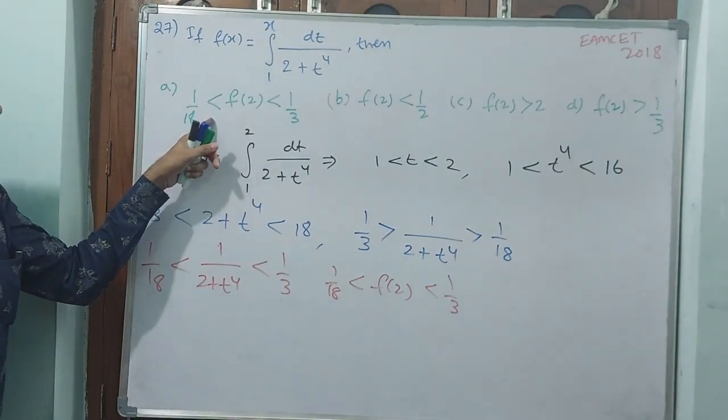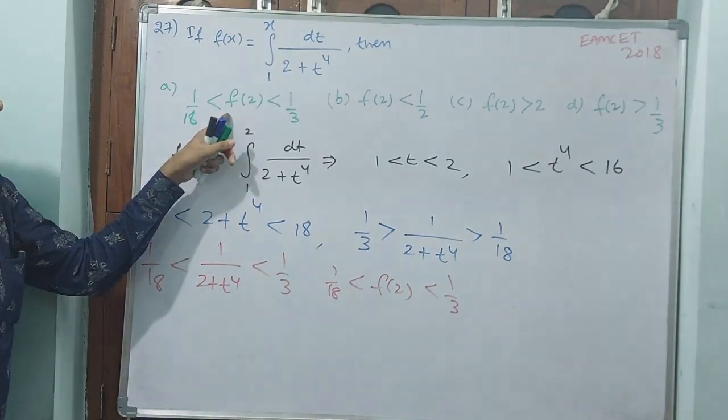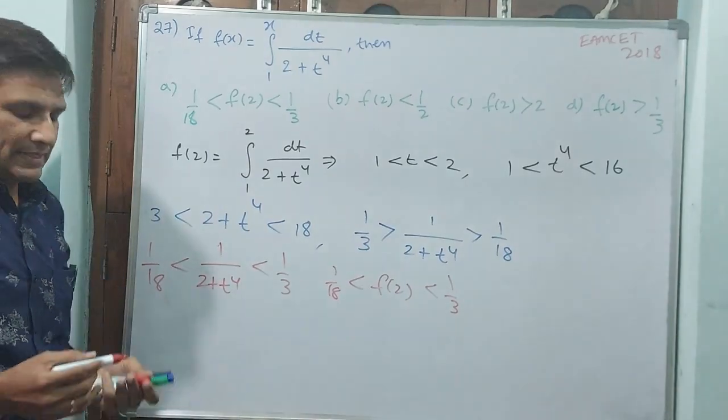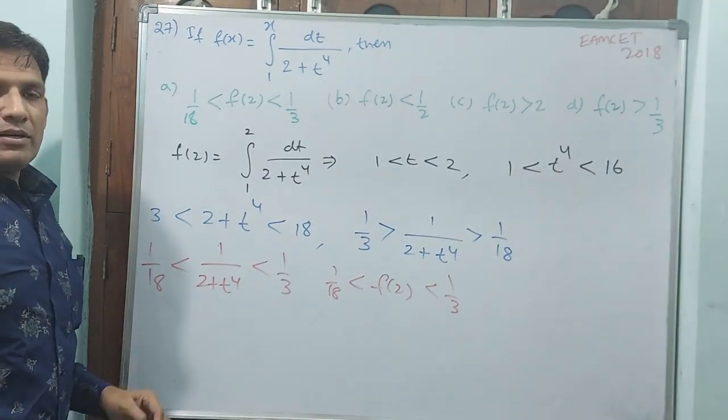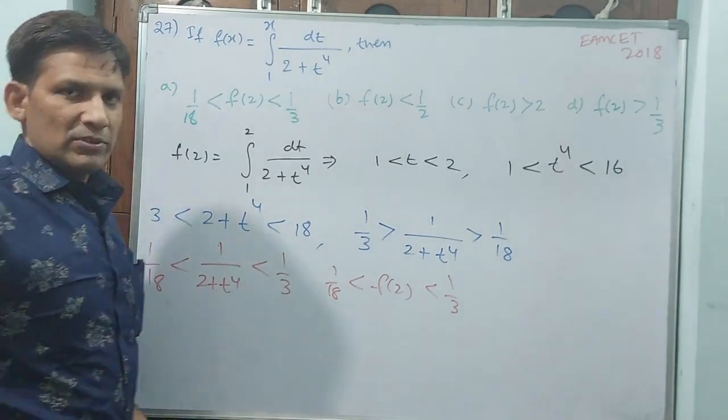What is the answer here? A. F of 2 is greater than 1 by 18 and less than 1 by 3. This is the answer. Okay. This is a logical question. Inequality question. Let us go for next question.